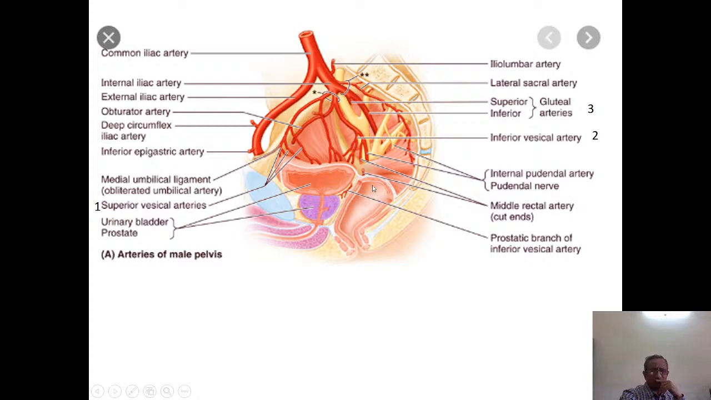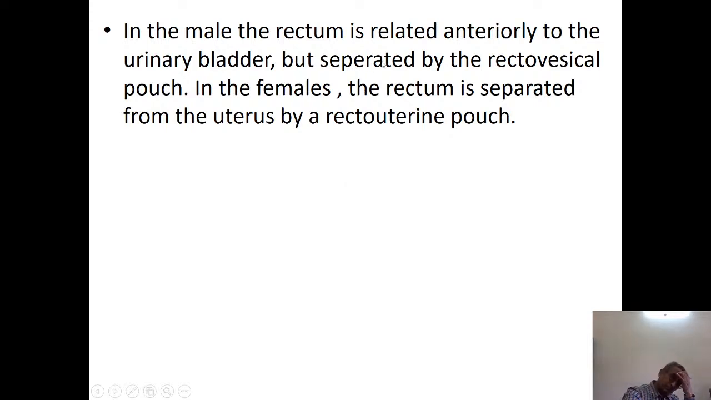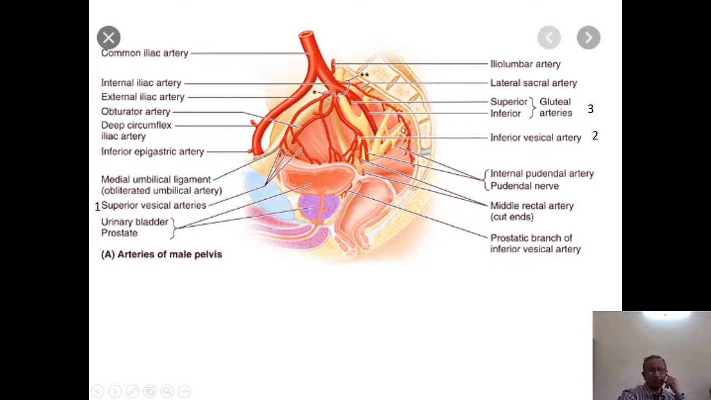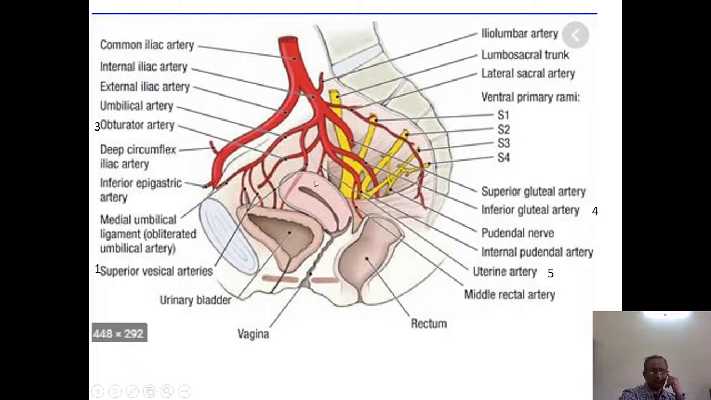Whereas in male, this part we are seeing as the rectovesical pouch. So, in the male, the rectum is related anteriorly to the urinary bladder and separated by the rectovesical pouch. In the female, it is separated from the uterus by the rectouterine pouch. So, we have a rectovesical pouch here, this part between the rectum and the bladder, and in female, the uterus and the rectum are separated by the rectouterine pouch. This part is the rectouterine pouch.